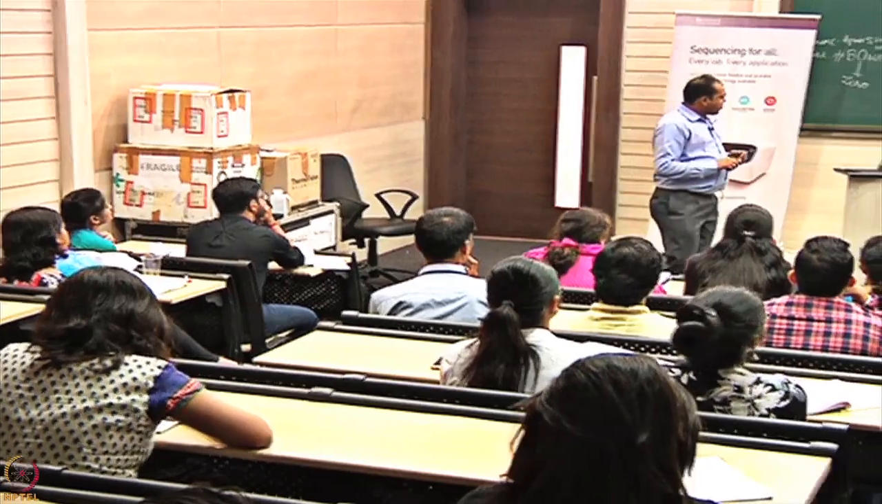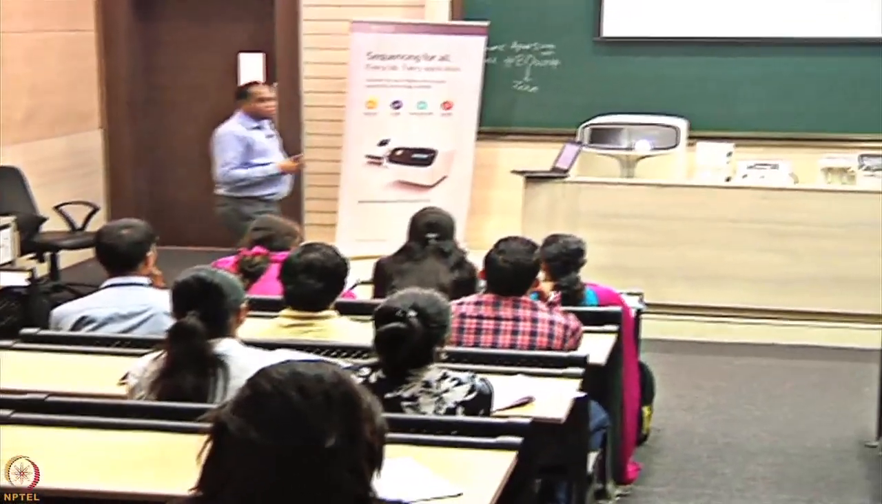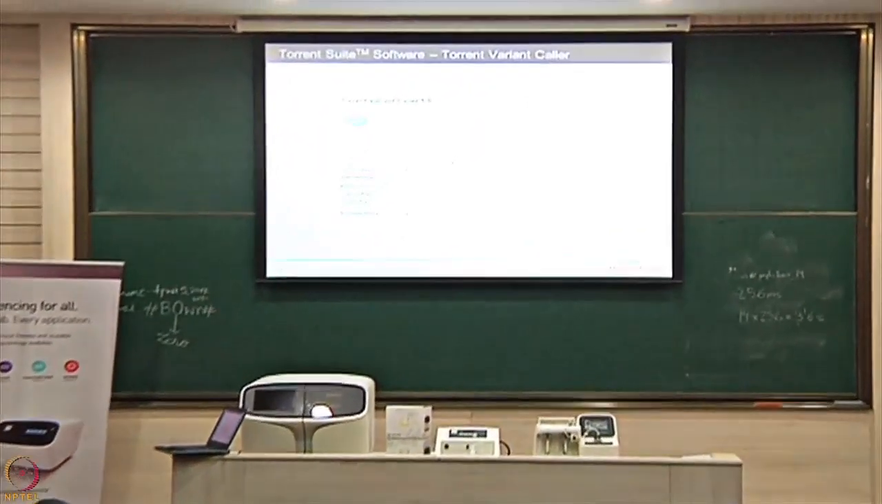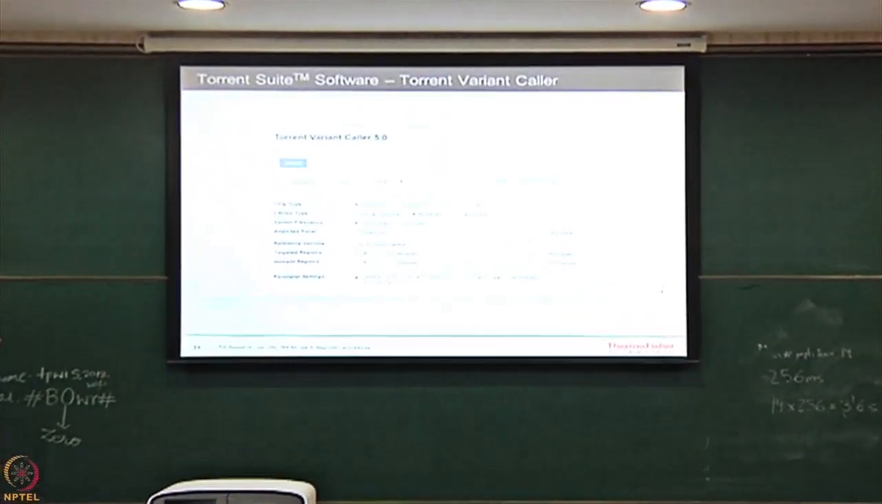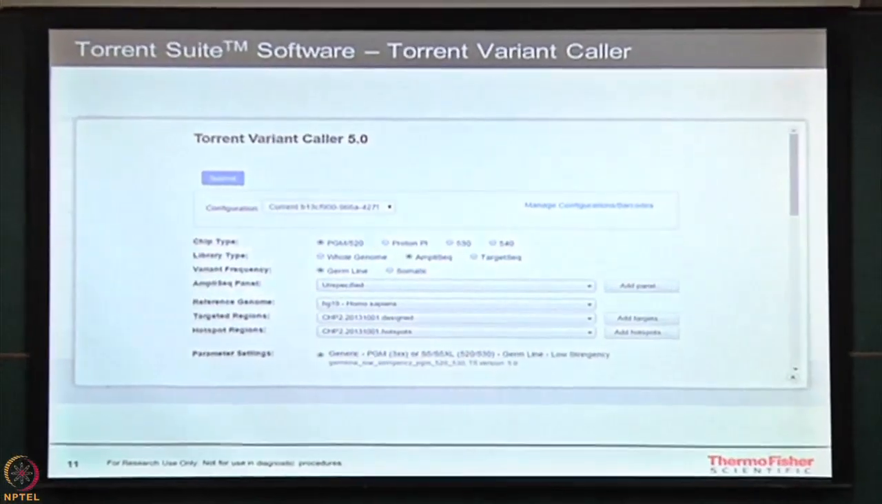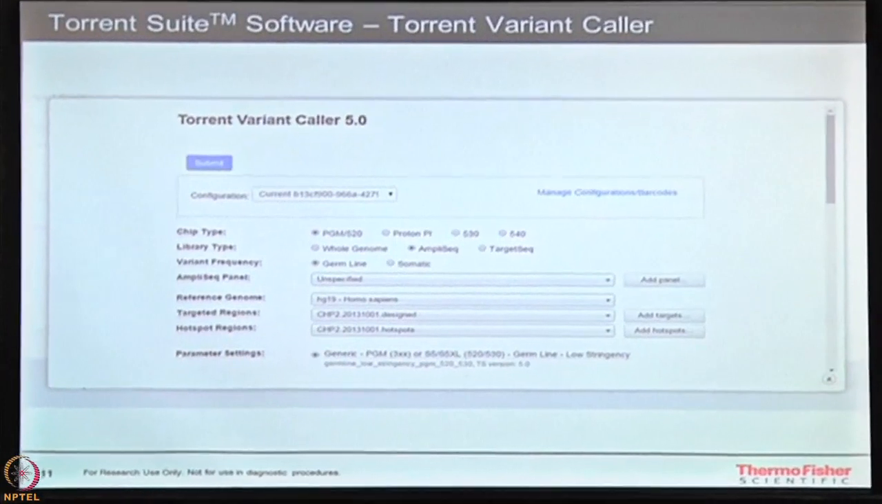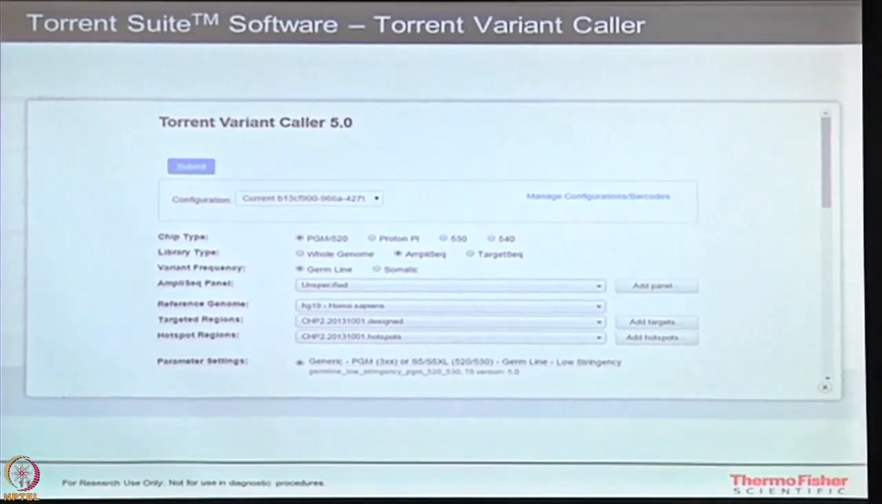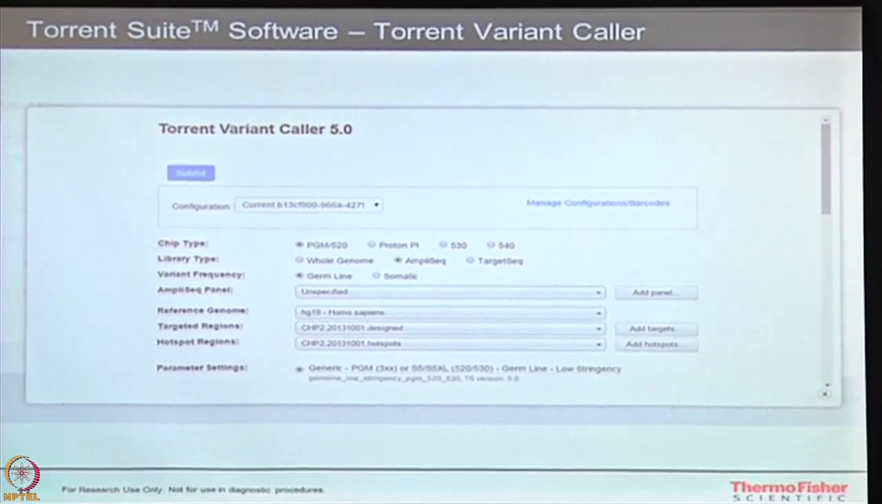So after this, what will I be going to do forward? I have another plugin called Torrent Variant Caller. This Torrent Variant Caller is optimized for calling all my variants. My variants could be SNPs and indels, right? So these variants could be called using this software, Torrent Variant Caller.